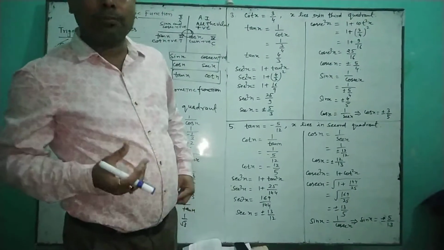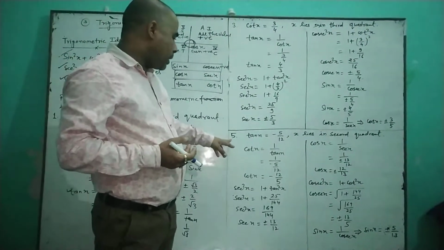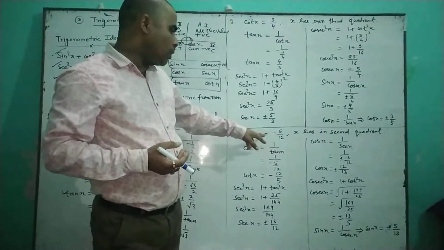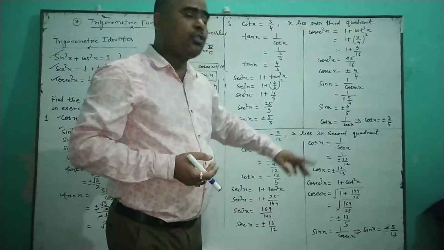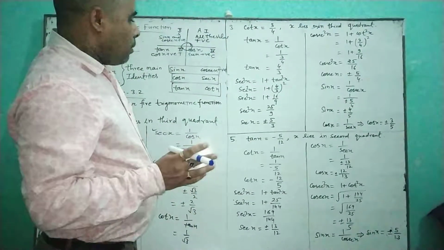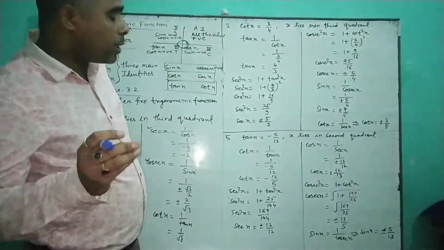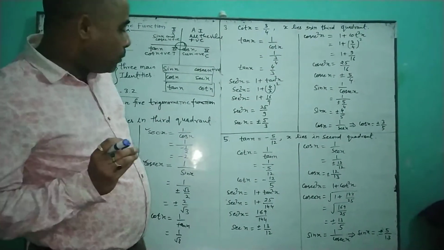Now after that we have to take the next question. Now the next question is number 5. Tan x is equal to minus 5 by 12. x lies in the second quadrant. This is very crucial and very important from the understanding point of view.